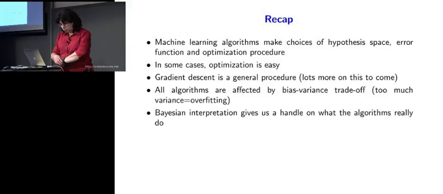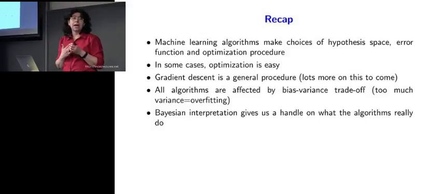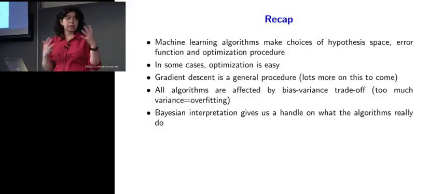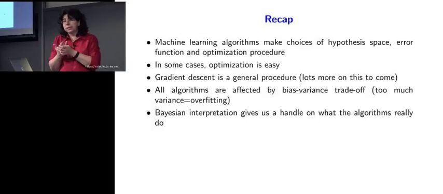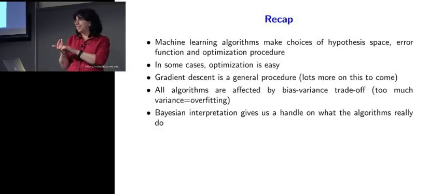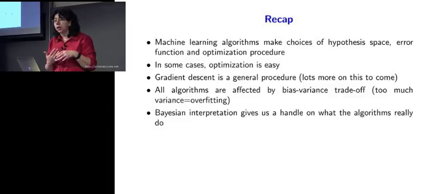So I'm going to stop there. Just a few key points that I want you to remember. You need to make choices of your hypothesis space, error function, and optimization procedure. We've discussed here linear and logistic regressions as choices of the function. We've discussed squared error versus cross entropy as choices of the optimization objective. We've discussed solving things in closed form versus doing gradient descent as the optimization procedure.